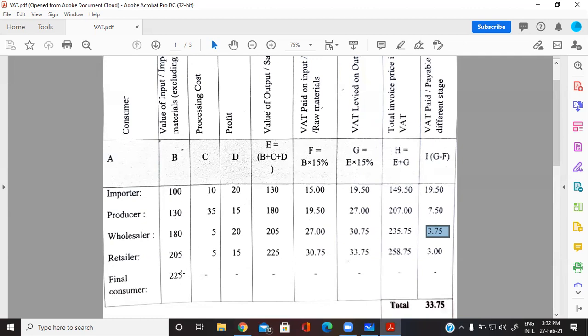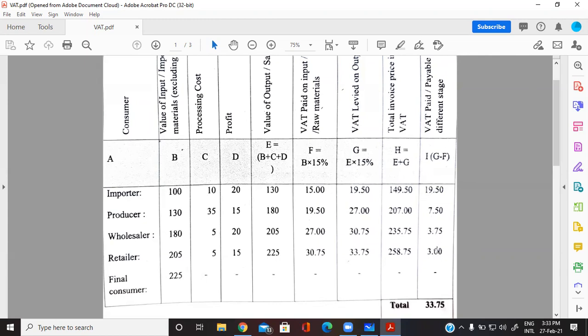Now, it happens in a similar way to the retailer. And when the goods are in the hand of the final consumer, what is the value of the good to the final consumer? 225. But can you tell me how much the consumer has to pay? Is it 225 or more than this or less than this? So more than this? By how much? He has to bear all this VAT? Yes, sir. The consumer has to bear all of this burden? That's why VAT is an indirect tax, right? Yes, sir. Sir, should that total amount be 258.75 taka? It should be 225 plus all these amounts, the summation of all these figures.